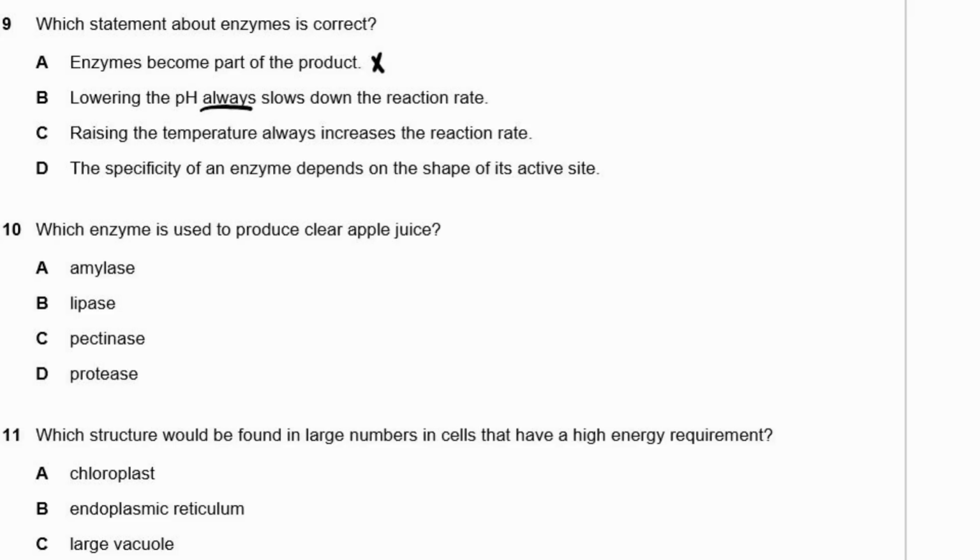Well, if the enzyme has an optimum pH that's very low, it's not going to slow down the reaction rate. It's going to increase the reaction rate. Increasing the temperature always increases the rate of the reaction rate? Well, it will increase the reaction rate until you get to the optimum temperature, and then it will slow down because the enzyme will denature. And the specificity of an enzyme depends on the shape of its active site. That is absolutely correct. The answer is D.